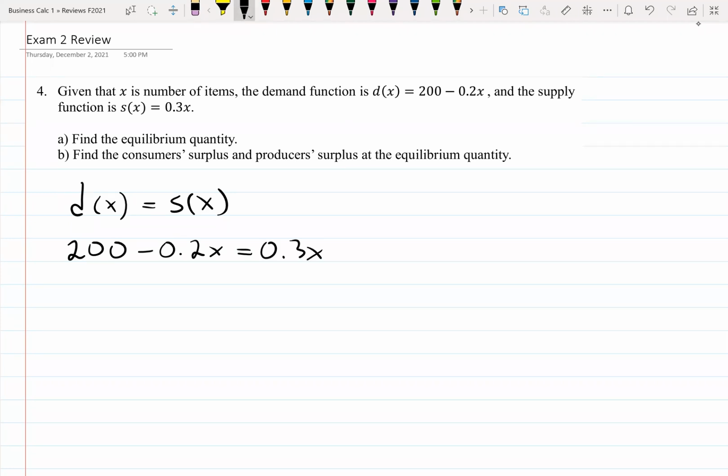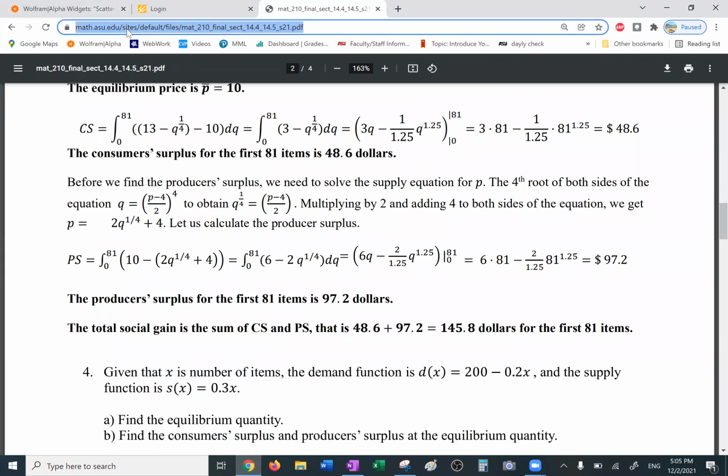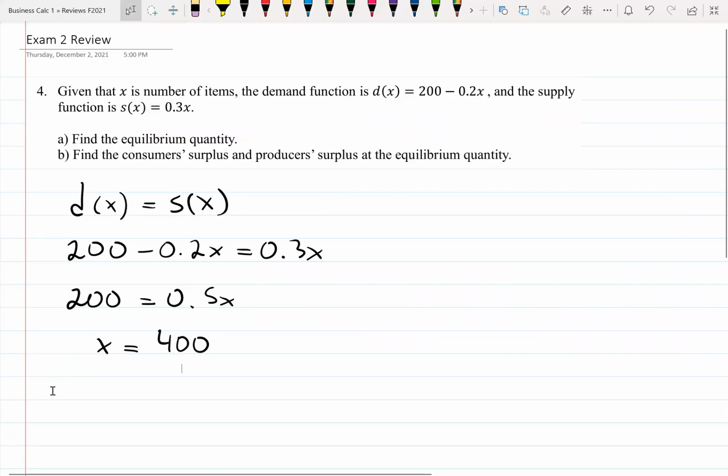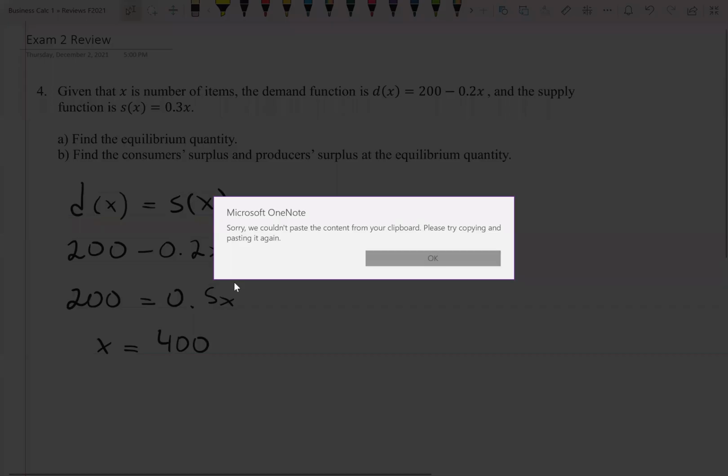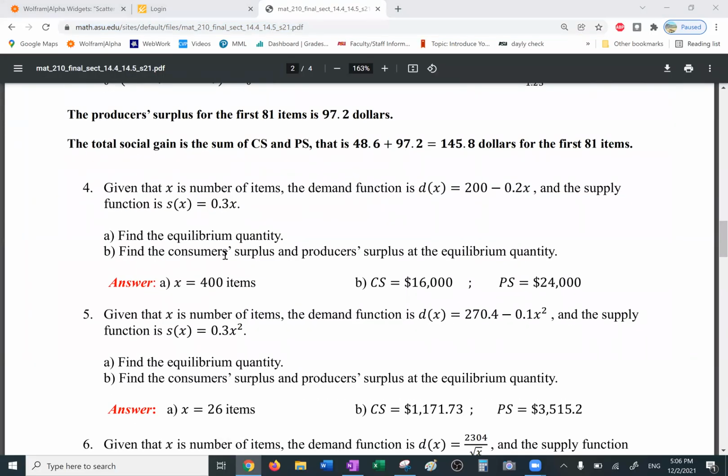0.3x. They take us back to solving equations. I usually isolate all the x on one side. That would be 200 equals 0.5x. X is... 0.5 is 1/2. So isn't it just 400 then? Let's check to make sure I don't mess up. So again, if you came late, I'm taking this from this web page. I'll give you these notes. So you have it here. This is number 4. And it says 400.